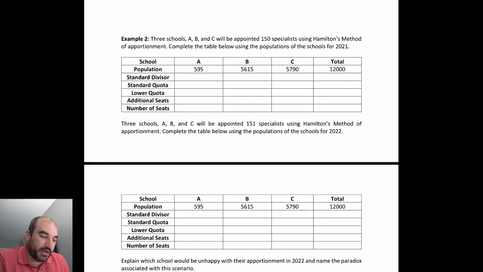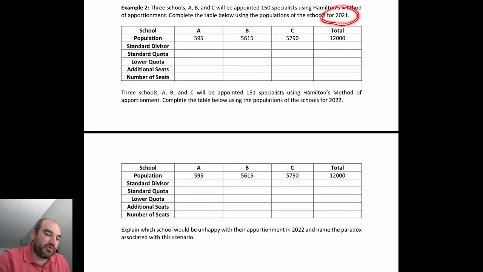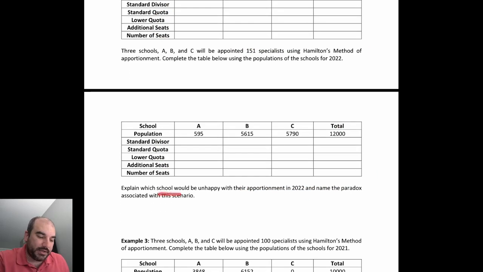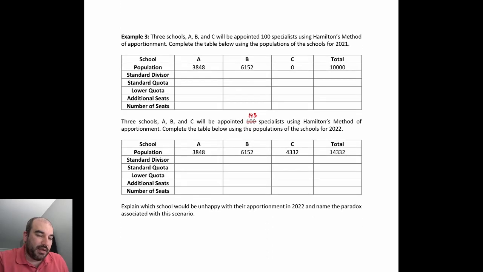And then we're going to go to the next one, which again, you're going to go from 2021 to 2022. You're going to calculate the seats that each school would get in this specific situation. And then you're going to answer which school would be unhappy and name the paradox that is the name for this issue. And then we're going to do it again.